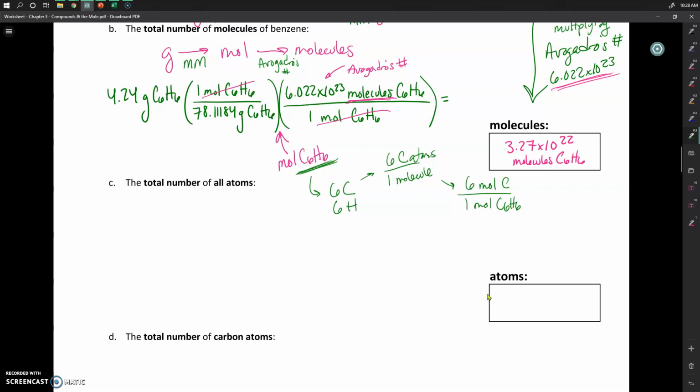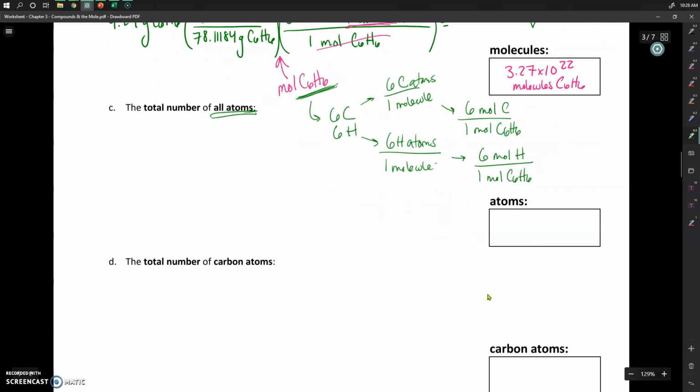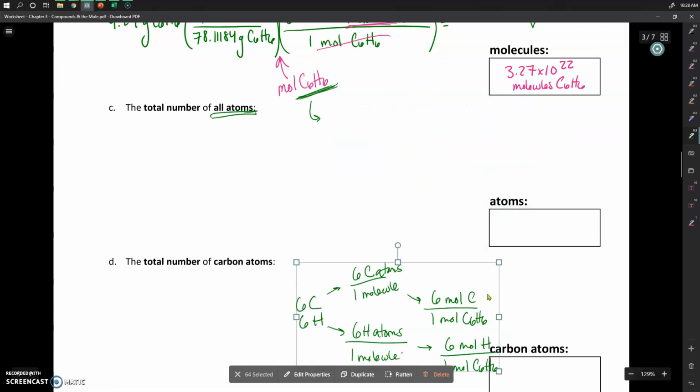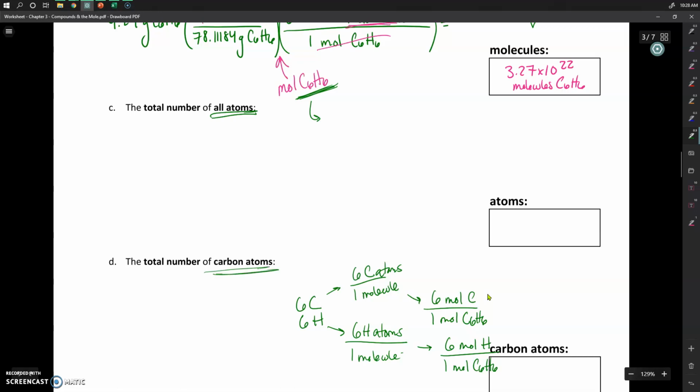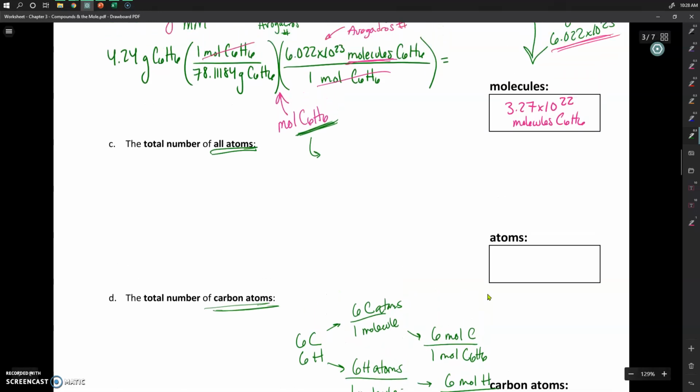So notice that is for carbon that I just wrote, but you'd have the exact same thing for hydrogen. You could write 6 atoms of hydrogen for every 1 molecule, or you could write 6 moles of hydrogen atoms, basically, per 1 mole of C6H6. So this question, though, is asking for all atoms. What I just did here for the 6 carbons and 6 hydrogens is actually going to be more important for this last problem down here, where we're asked how many carbon atoms we're going to need. So we're going to put a pin in that and come back to it later.